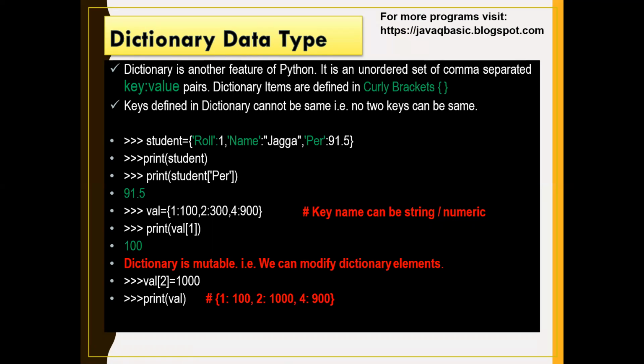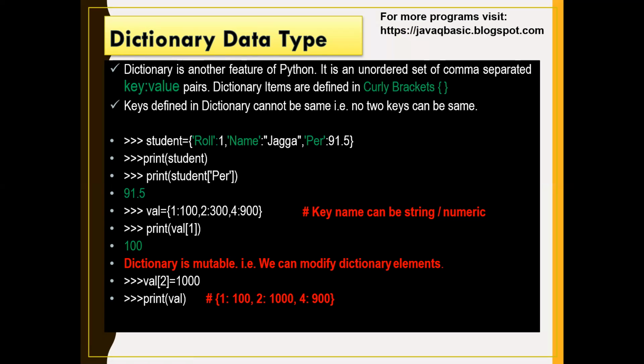Then another example, here you can see value is equal to 1 is to 100, 2 is to 300, 4 is to 900, means 1 is the key, value is 100, 2 is the key, value is 300, 4 is the key and value is 900. Now when I am printing value 1, whatever value is there for key 1 will be printed. So 100 is the value, it will be printed.